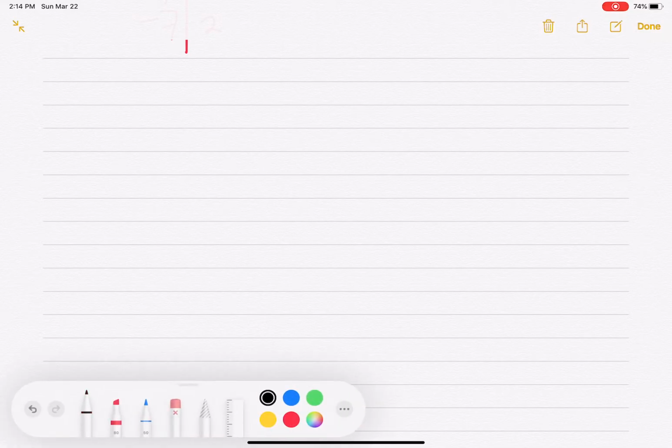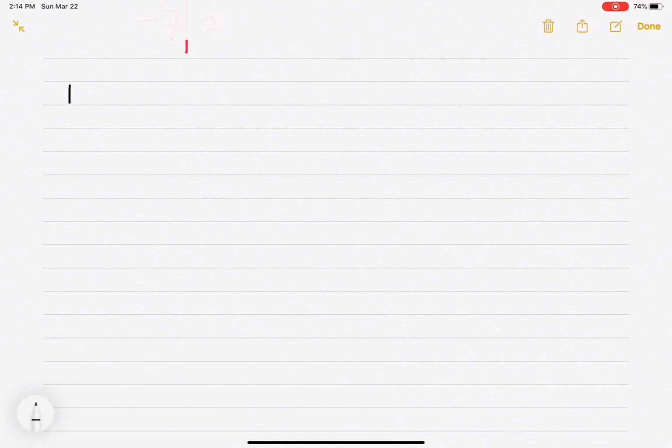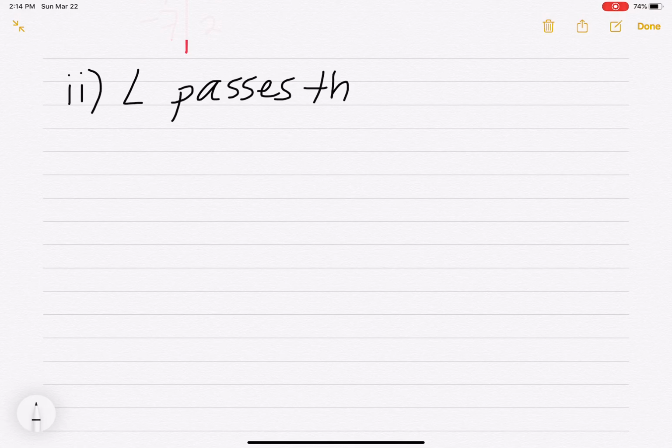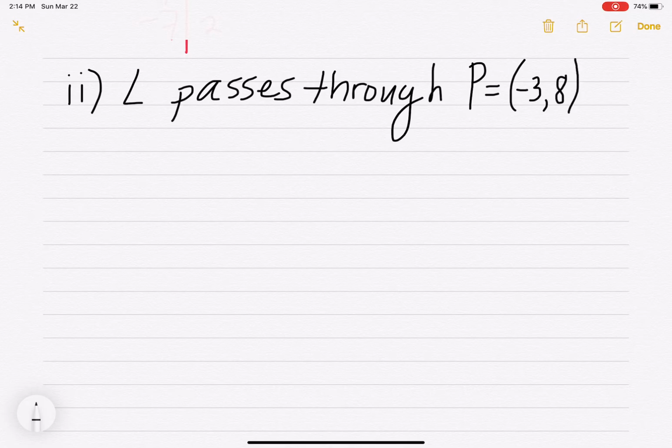We're going to do another exercise. This one is not going to be about vertical lines. Let's say you got 2 points, and you want to find the equation of the line going through 2 points. So here's the description of the line. Find the equation of the line L. L passes through 2 points. Let's say the first point is, how about negative 3, 8? And the second point, I'll call it Q.